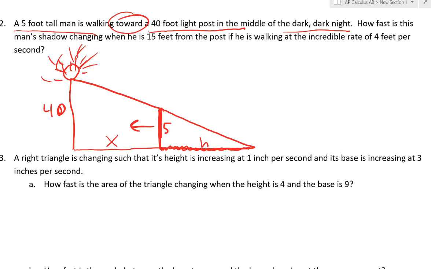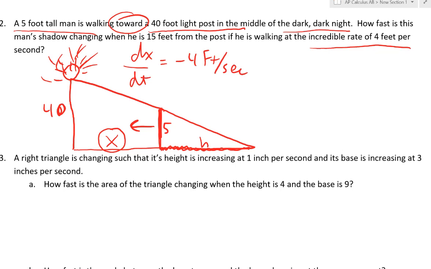Okay? So I'm giving you, in this question, how fast he's moving. He's walking at 4 feet per second. Well, if he's walking at 4 feet per second, that means X, every single second that goes by, is getting smaller by 4 feet. That's the rate of change of X. That's dx/dt. dx/dt is -4 feet per second. It's negative because it's getting smaller. He's walking towards the lamppost. If he was walking away from the lamppost, then X would be getting bigger and it would be +4.